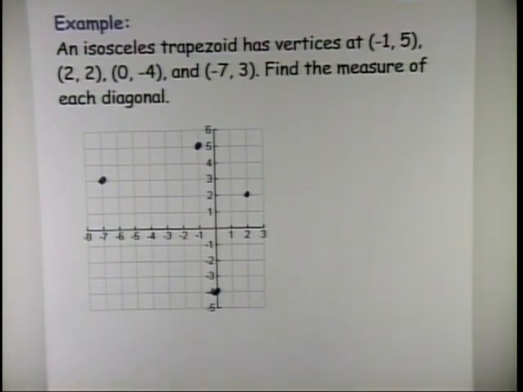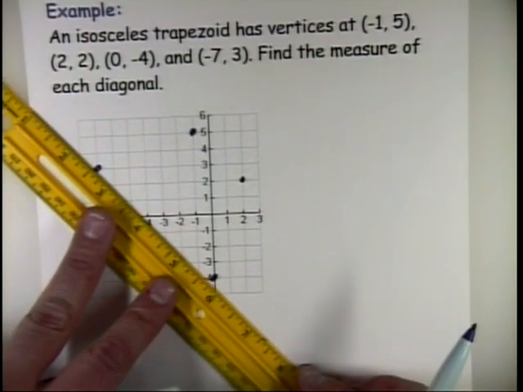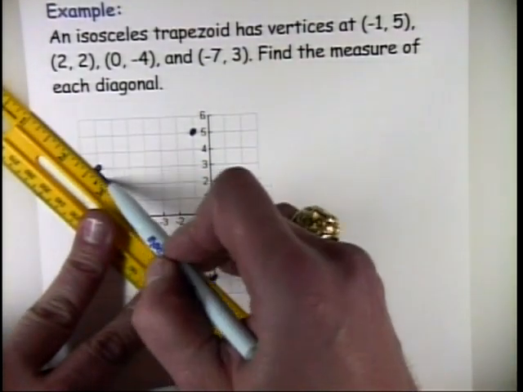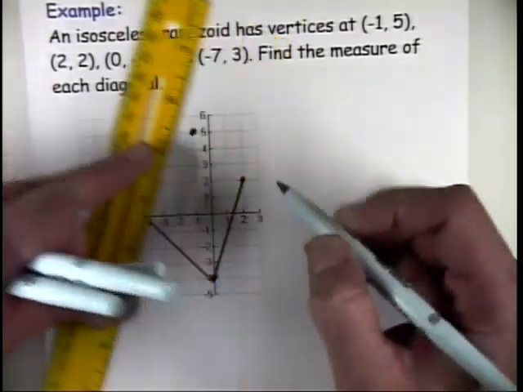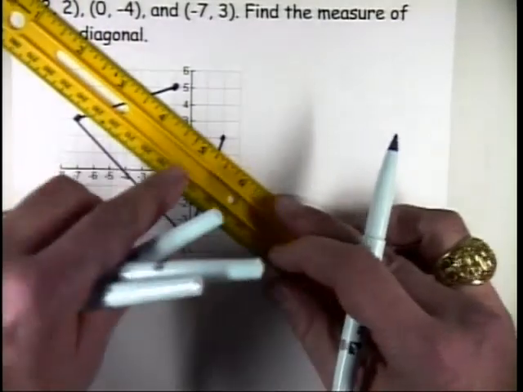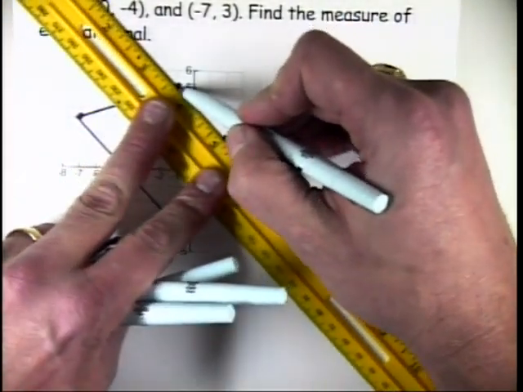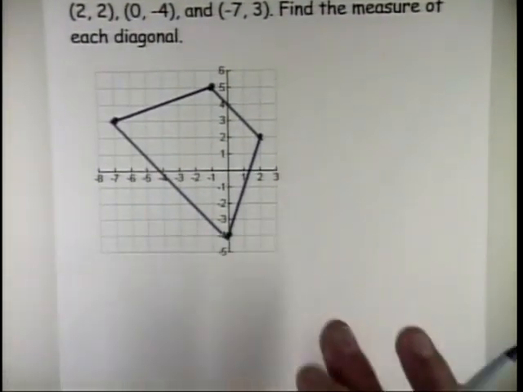So when I connect these vertices, I should actually have an isosceles trapezoid that appears to be so. So connecting the vertices with the straight edge to make it look pretty. Your teachers will like that if you make it look pretty. And the last vertex up here gives me that. So there's a nice little purple isosceles trapezoid.